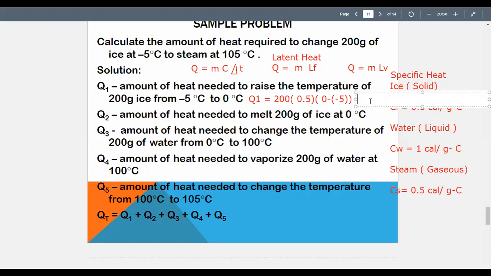500, sir. Oh, 500, it's a decimal already. 200 times 0.5, that's already 100. Yes, correct, 500. So that will be 500 calories. Thank you.